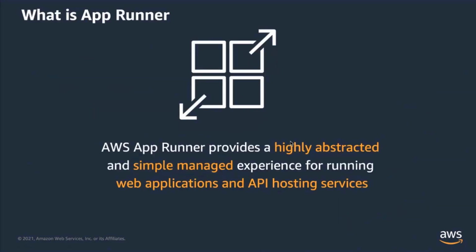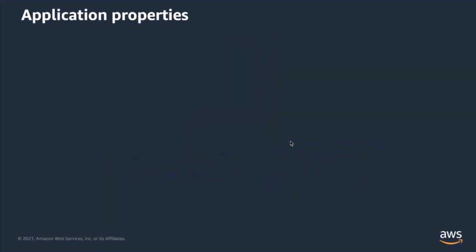So App Runner is a brand new AWS service. It was only launched last month, and it's a service that provides a highly abstracted, simple, managed experience for running your web applications or API servers. And we'll get to all the things that are magically abstracted away by App Runner in a few minutes here. But before we do that, let's understand a little bit more about the applications and the properties of applications that are best suited to run on App Runner.